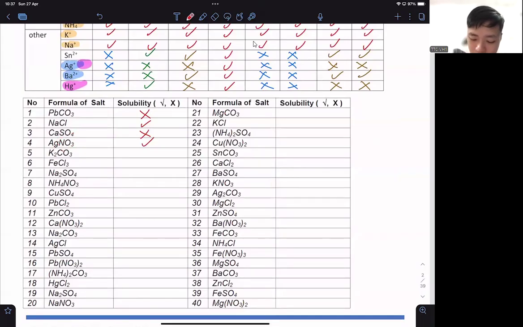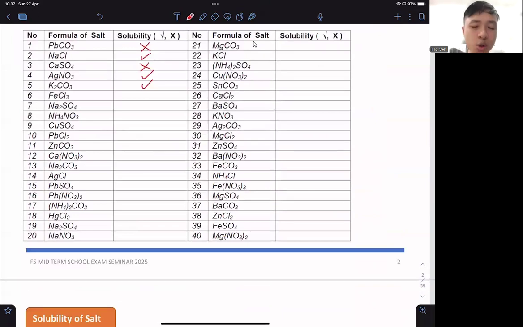Soluble, soluble. FeCl3, Cl minus also mostly soluble. A lot of them are soluble. So copper(II) sulfate is soluble. Calcium sulfate is insoluble. Don't confuse that. Then PbCl2, it's insoluble.